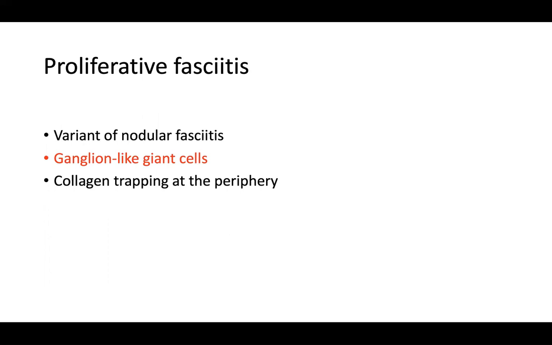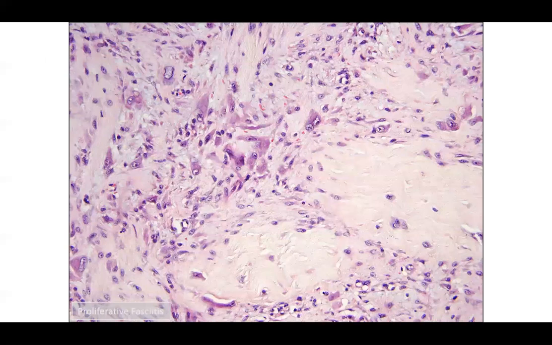So it starts to get confusing now because you hear the words collagen trapping and you think about dermatofibromas. And all these are related to each other on a spectrum. That's why they're in the same lecture. So with proliferative fasciitis, you see some areas of fibrohistiocytic proliferation with some scattered giant cells in and amongst the proliferation. So that can be a hint that you're dealing with proliferative fasciitis.